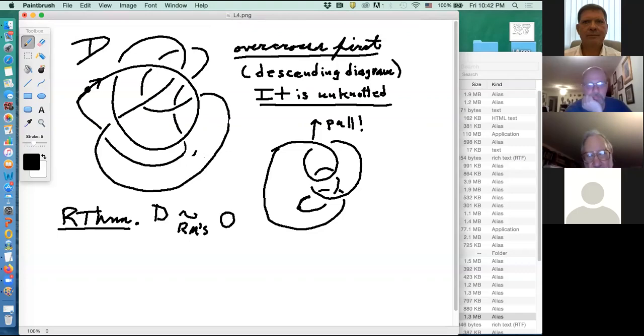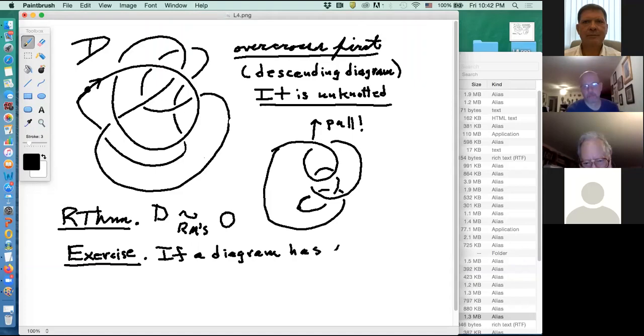But here's another exercise, which I'll leave to you to do, but I'll give you a hint. The exercise is, if a diagram has no two moves or one moves, I better be careful, or I'll tell you something false. That's always the case, isn't it?